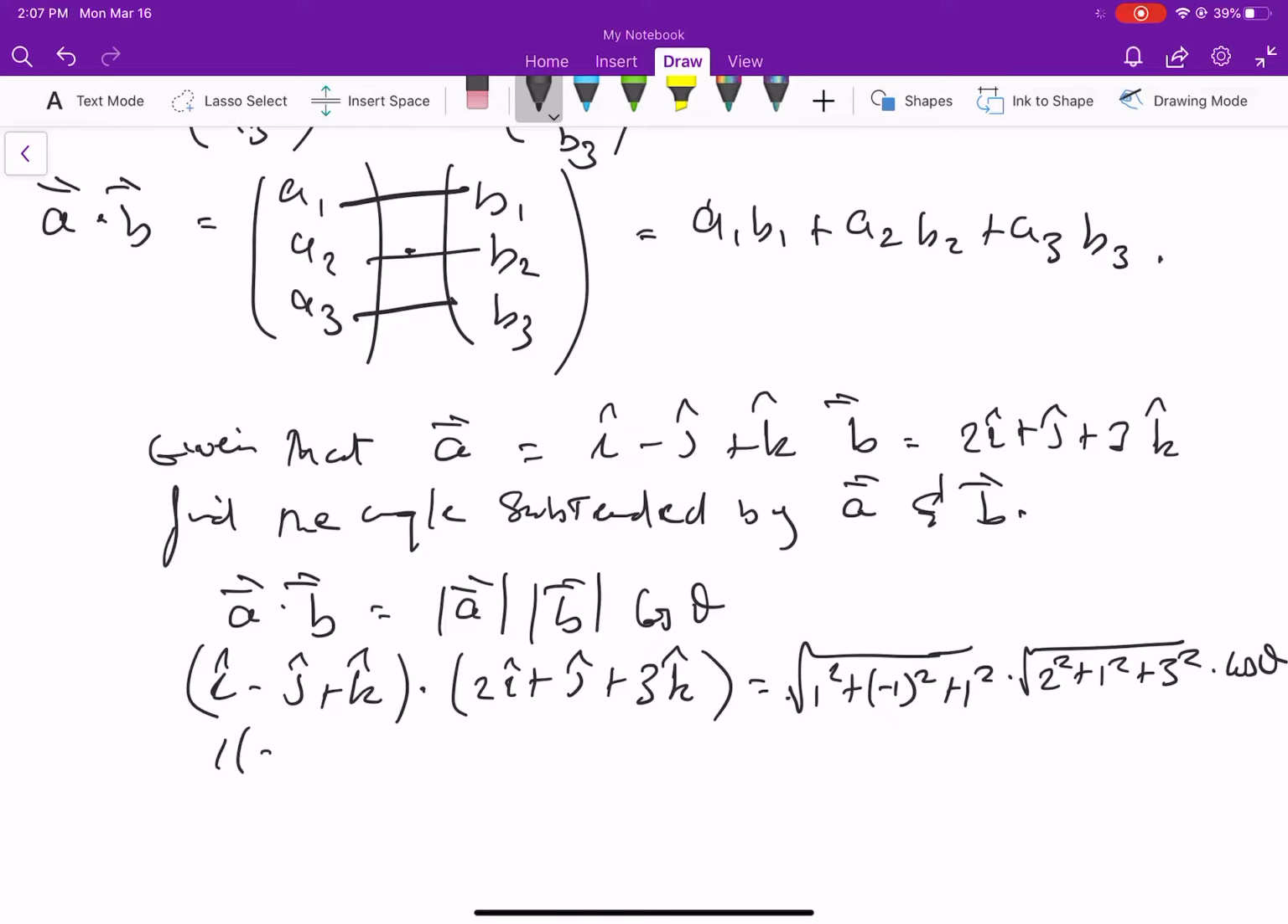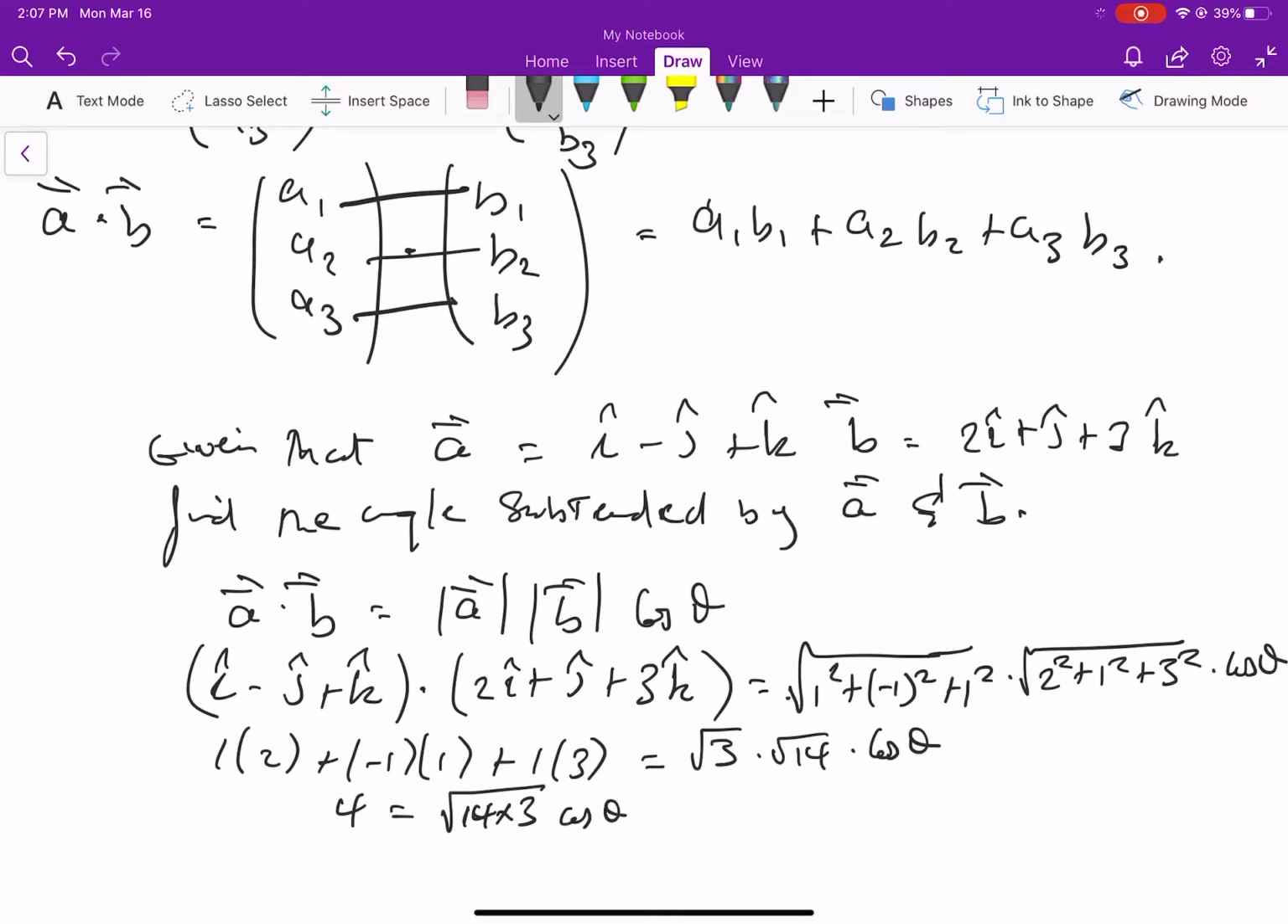It's 1 times 2 plus a negative 1 times 1 plus 1 times 3. And that must be equal to, on this side, that looks like a root 3. The next one looks like a 9, 10, root 14, times cos theta. On the left, I have 2 and 3, 5 minus 1 is 4, is equal to root of 14 times 3.